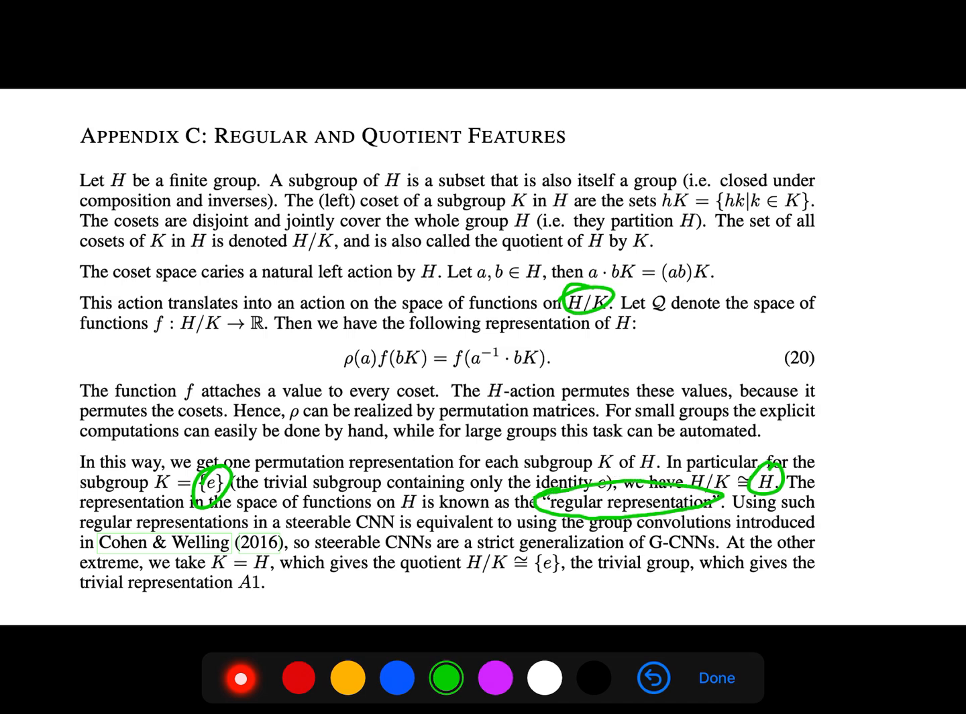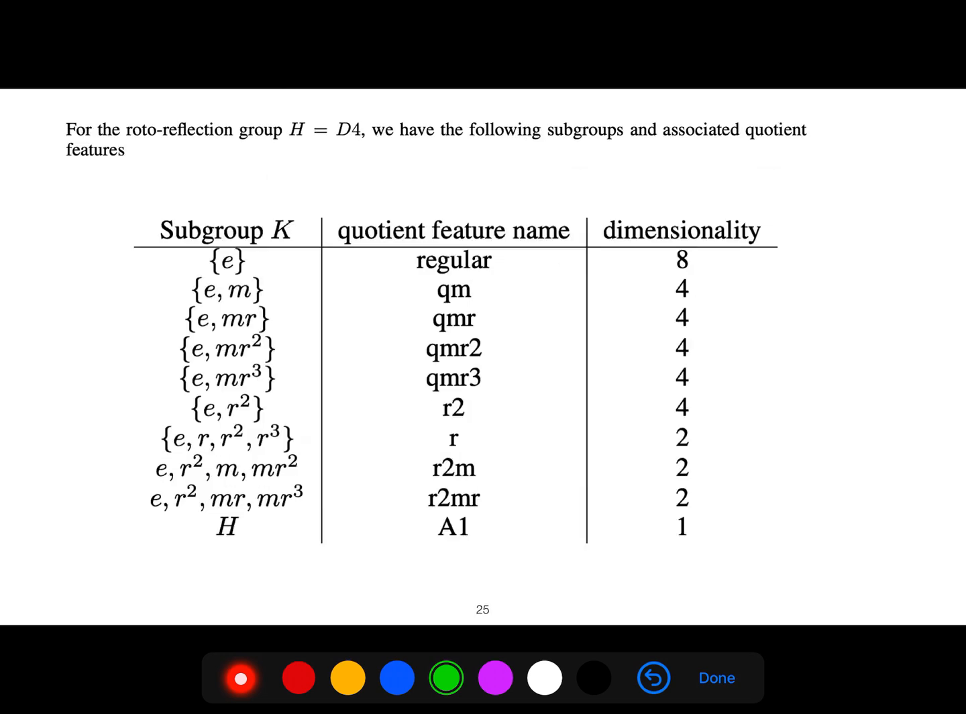Using such a regular representation in a steerable CNN is equivalent to using group convolution, introduced in 2016. So steerable CNNs are a strict generalization of group convolutional neural networks. All the papers are saying that steerable is just a generalization of group CNNs. That's true. Many papers have noticed this. So we have these subgroups, the quotient, feature name, and the dimensionality of each of them.